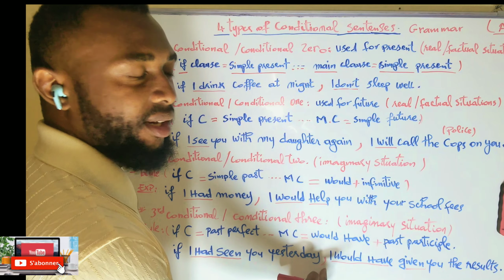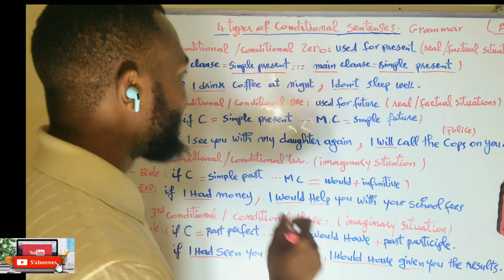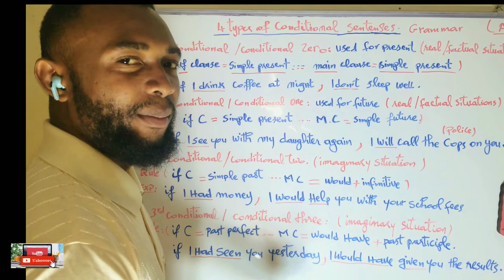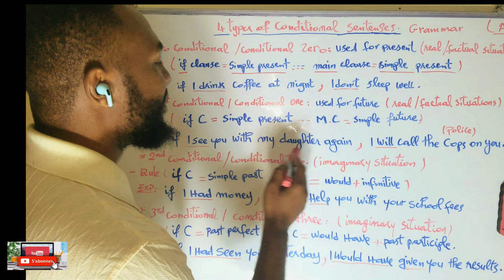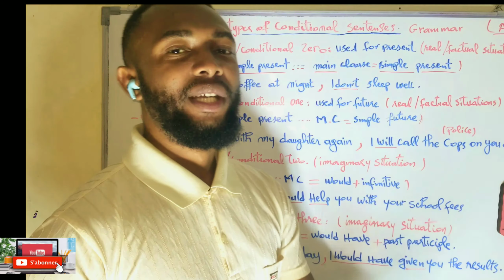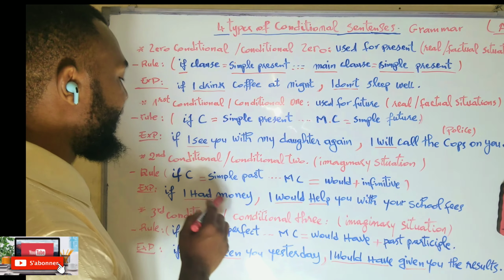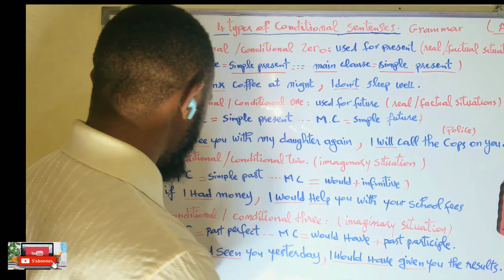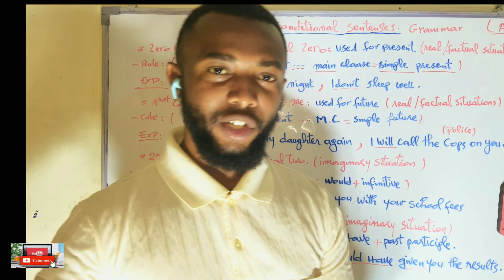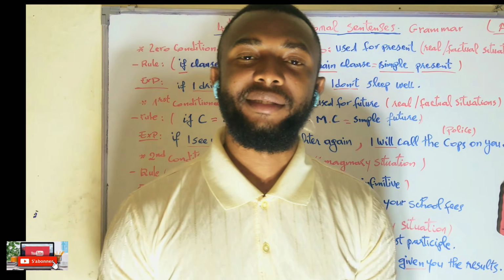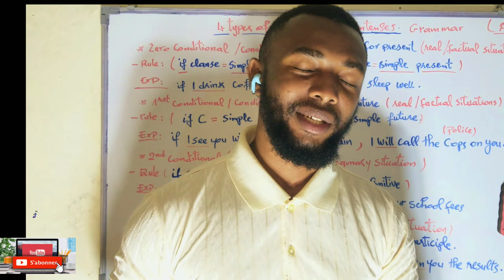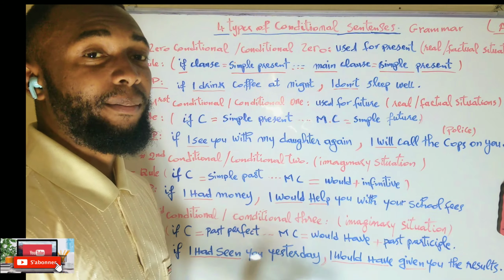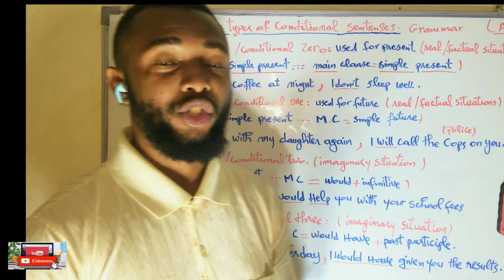C'est la virgule, right? If I drink coffee at night, virgule, I don't sleep well, right? So here if I see you with my daughter again, virgule, I will call the cops on you. So here we have if I had money, virgule, I would help you with your school fees, all right? So here we have, if I had seen you yesterday, virgule, I would have given you the result. So c'est très important de composer des phrases avec le conditionnel, right?